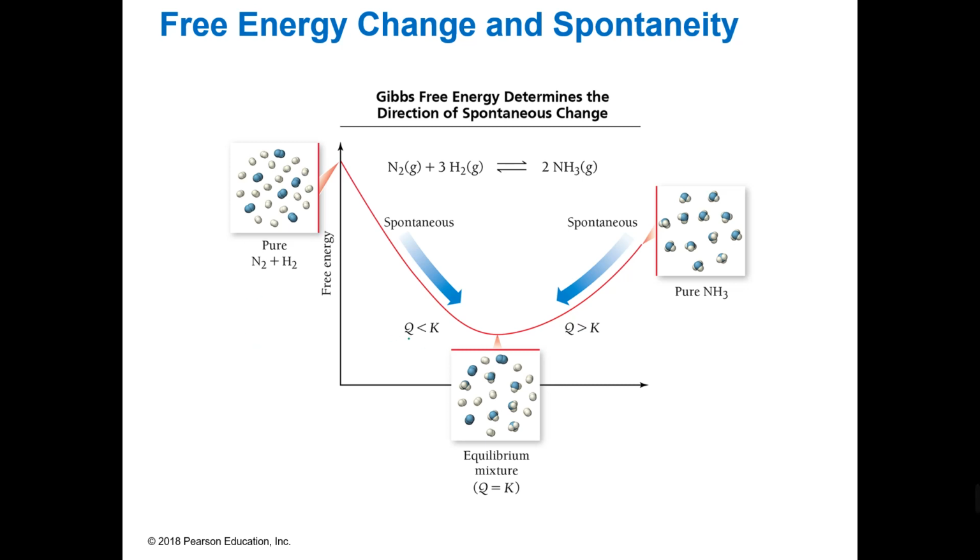So when Q is less than K, equilibrium has not been reached yet, and it will favor going towards the product side. If Q is greater than K, then equilibrium has been passed, and we're going to come back to forming more reactants to get back to an equilibrium. When Q is equal to K, we're at equilibrium.